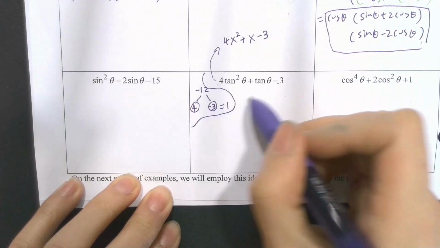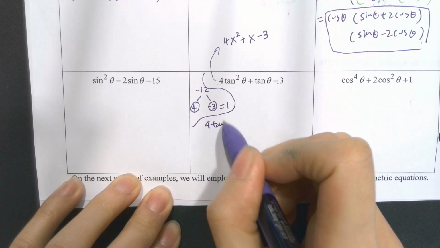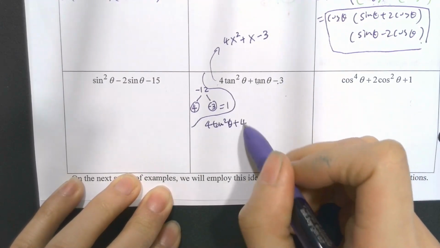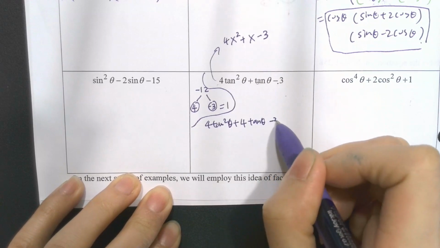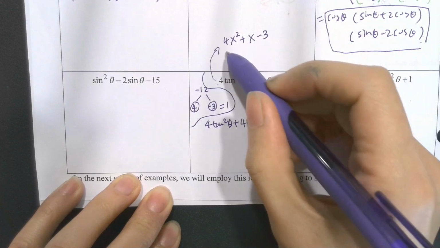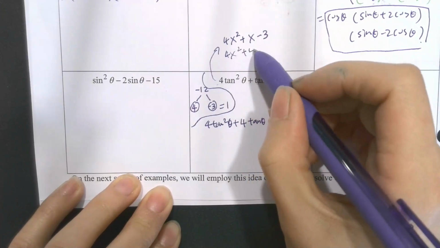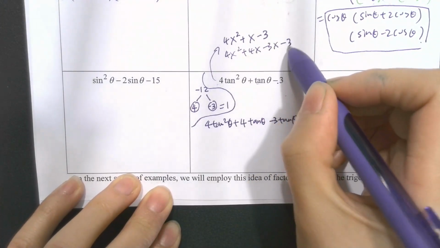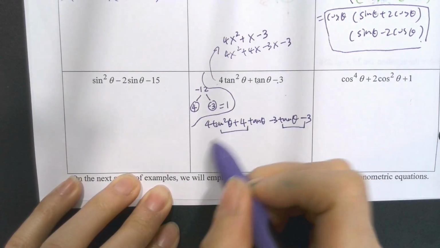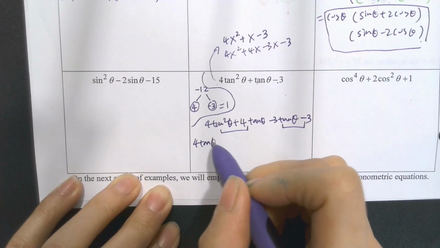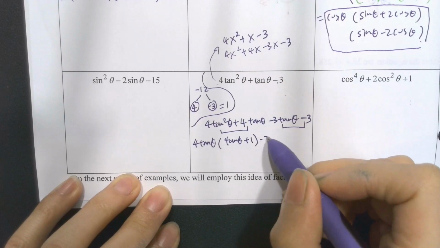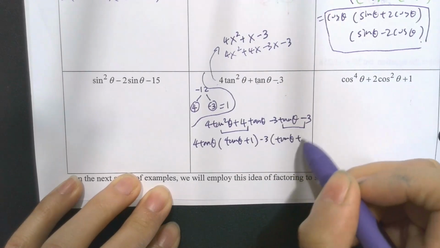What am I doing? 4 tangent square theta. Instead of tangent theta, you're going to use those two magic numbers to write it as 4 tangent theta minus 3 tangent theta, and then minus 3. Right? Because over here, you would have been doing the same thing like that. Factor 2 at a time. Greatest common factor is 4 tangent theta plus 1. Over here, greatest common factor negative 3, tangent theta plus 1.